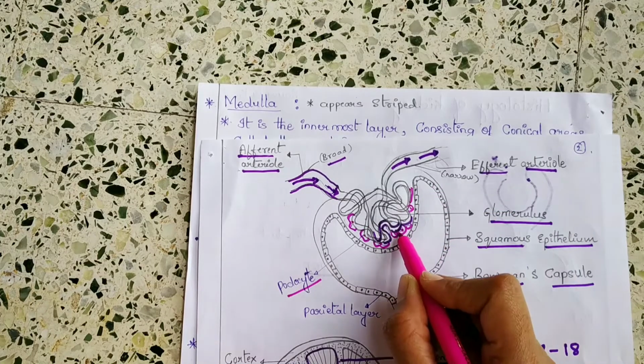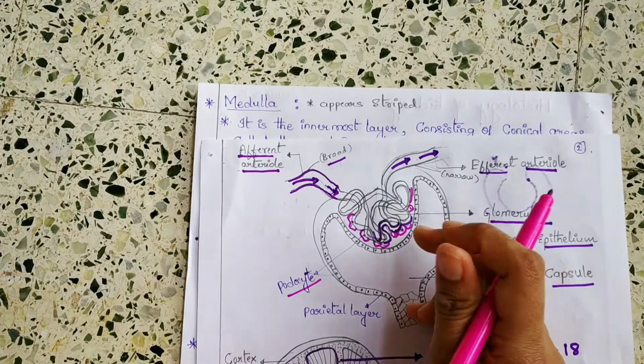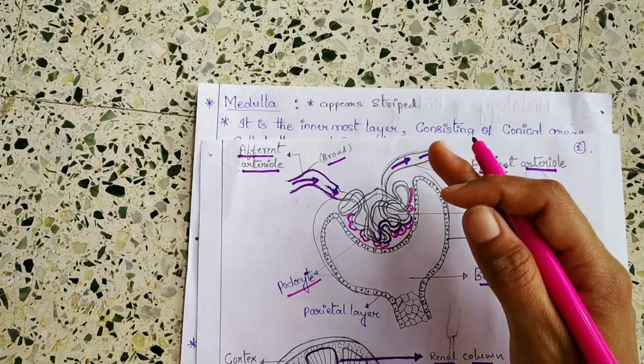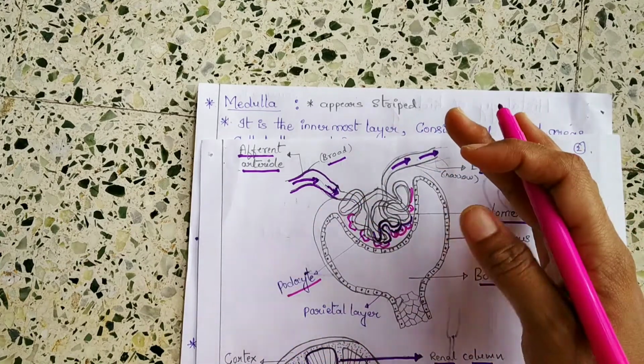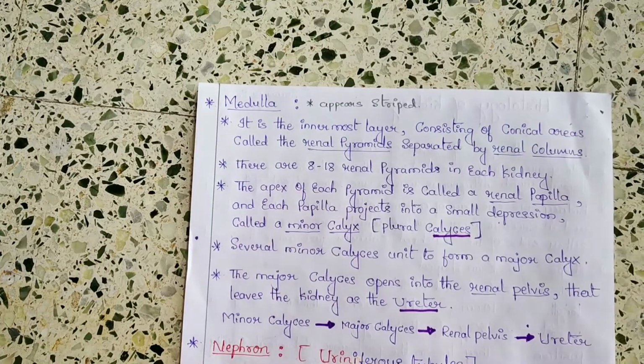What is the function of this podocyte? These podocytes act as a filtration barrier. Barrier means obstruction, something that stops things from mixing. So these will act as a filtration barrier.